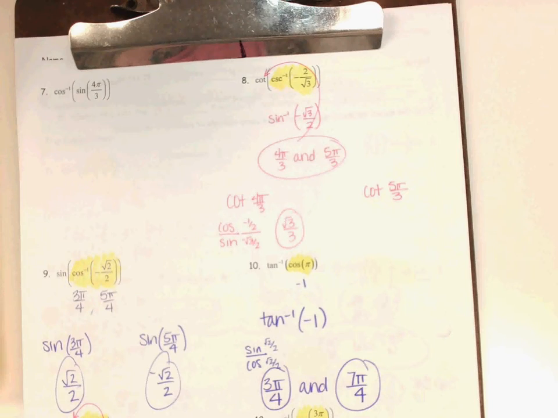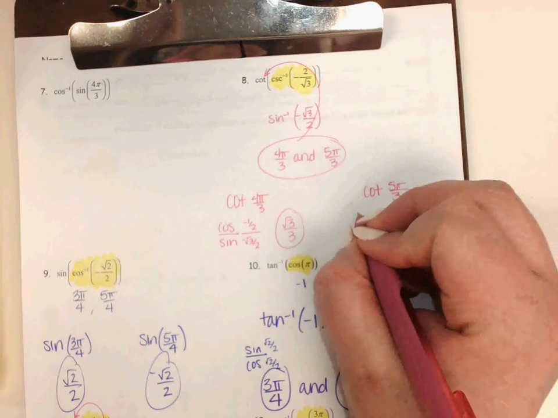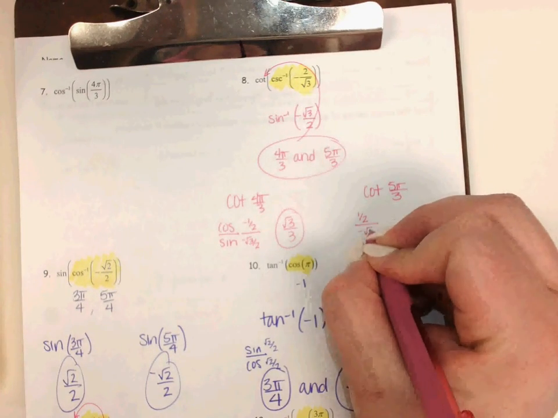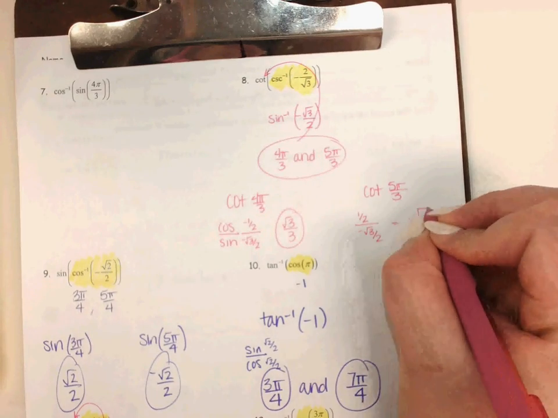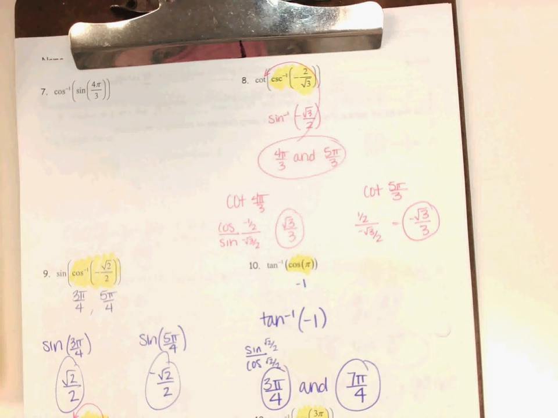Now, cotan, what's going to be the only difference? For 5 pi thirds, it's just going to turn out negative. My top is going to be positive, but my bottom's going to be negative. So it'll just be negative root 3 over 3. And that should always be true, that you're either getting the same answer twice or you're just getting opposites of the same number. Okay? Good job. Also, if you're feeling like this is a lot of steps, there's only 1 or 2 of these on your test.